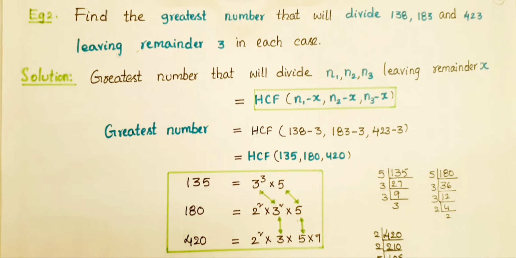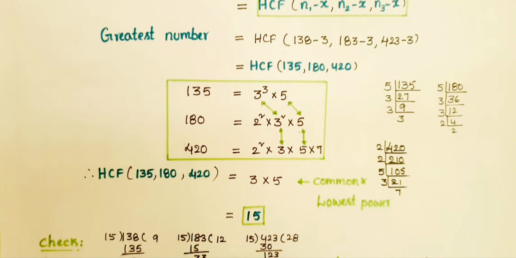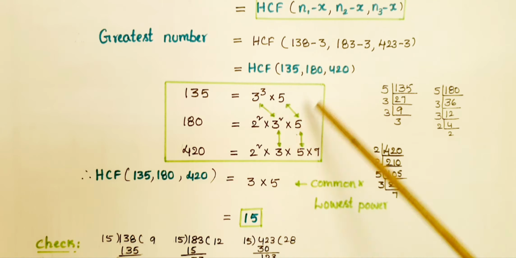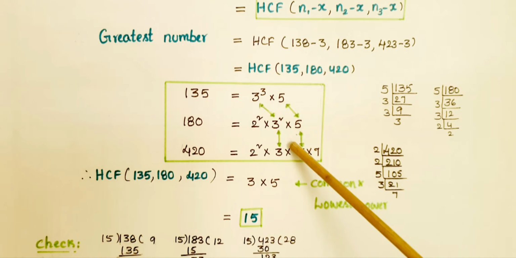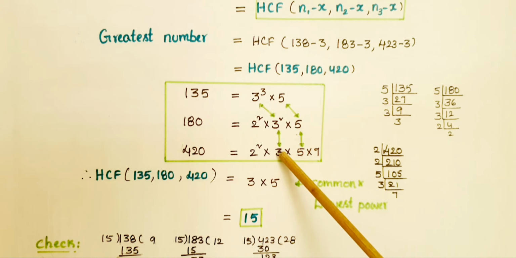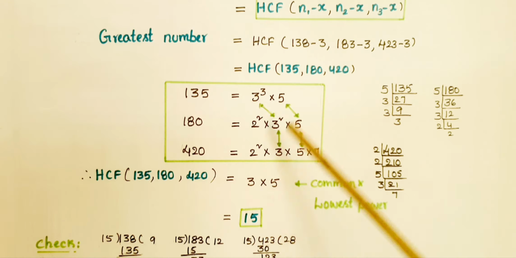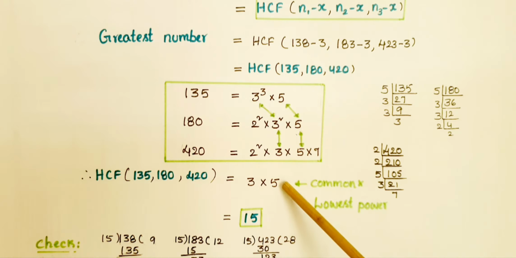So now you can find the HCF of these three numbers. First see the common factors, and then the lowest power. So here the common factors are 3 and 5. The lowest power here is 3 to the power of 1. Here 3 square, 3 cube, so 3 to the power of 1. So 3 into, here all powers are same, so into 5. So this is the HCF of these three numbers.